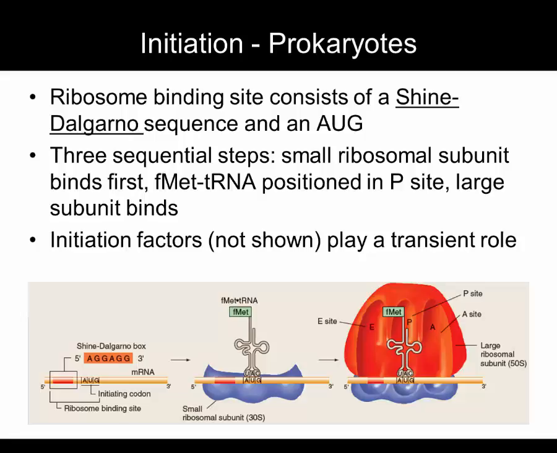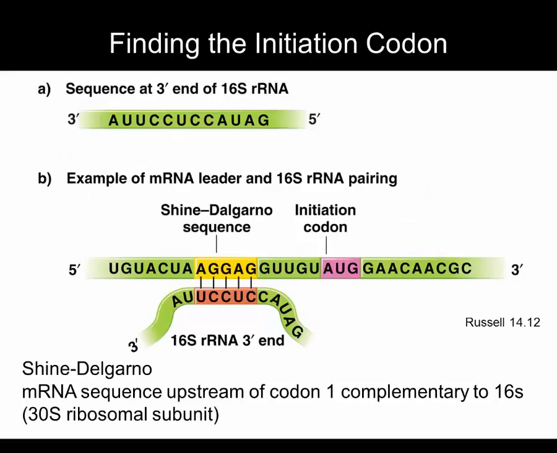There are also proteins called initiation factors that play transient roles in helping this all to occur, but we won't worry about them for this course. This slide gives you a better view of the base pairing I mentioned earlier between the rRNA in the small subunit and the Shine-Dalgarno sequence in the mRNA. This pairing positions the start codon in just the right spot to initiate translation.